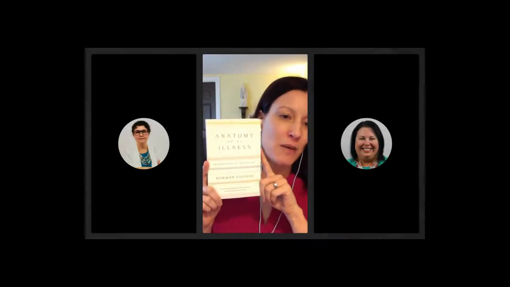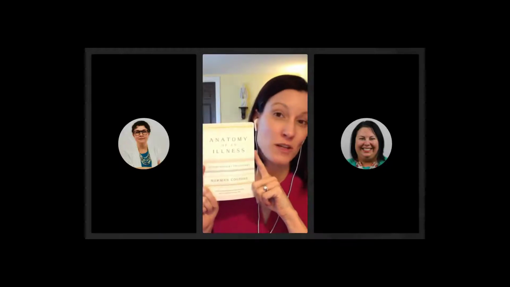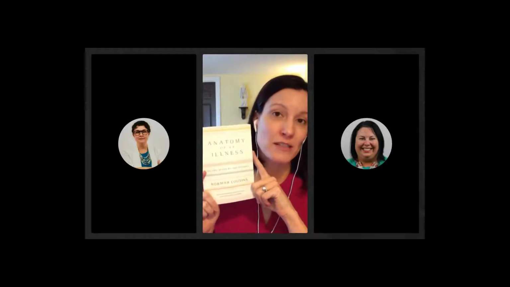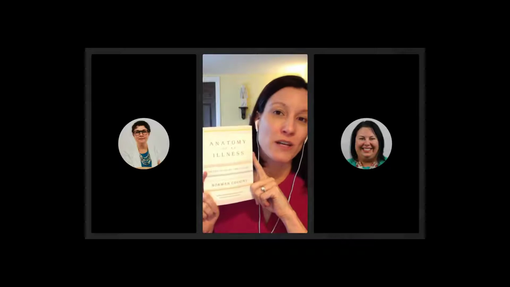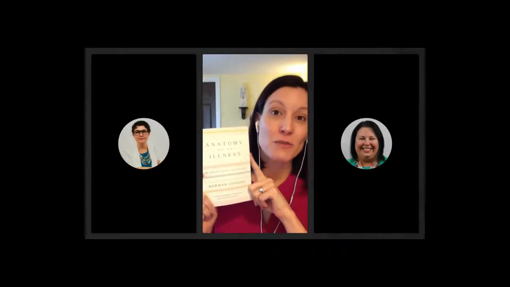The first is called Anatomy of an Illness by Norman Cousins. This focuses on the physical aspects of humor and how it can be protective in terms of our immune system. So a really cool book.